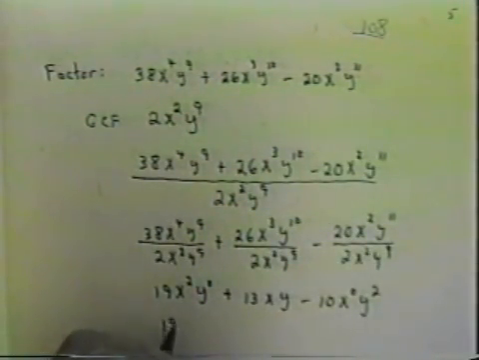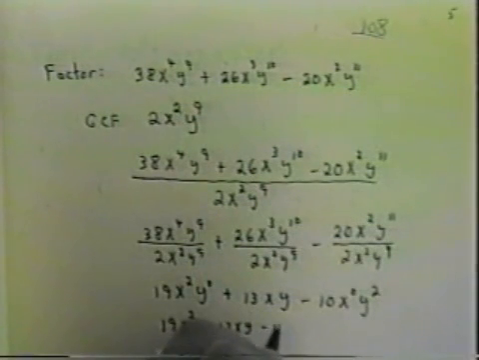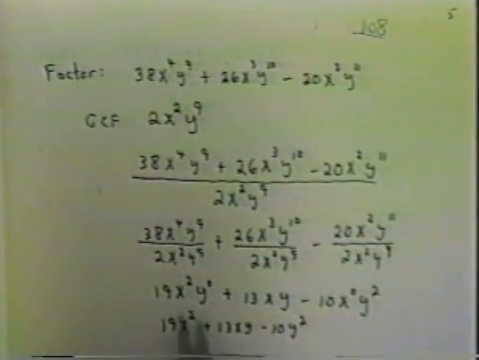So we have 19x squared plus 13xy minus 10y squared. Again, y to the 0 is 1, so 19x squared times 1 is 19x squared. X to the 0 is 1, so 10 times 1 is 10.